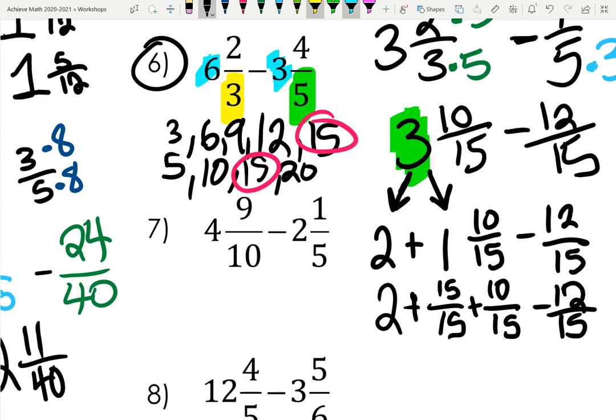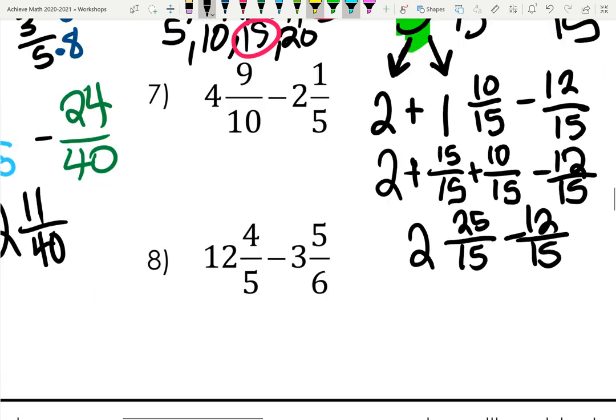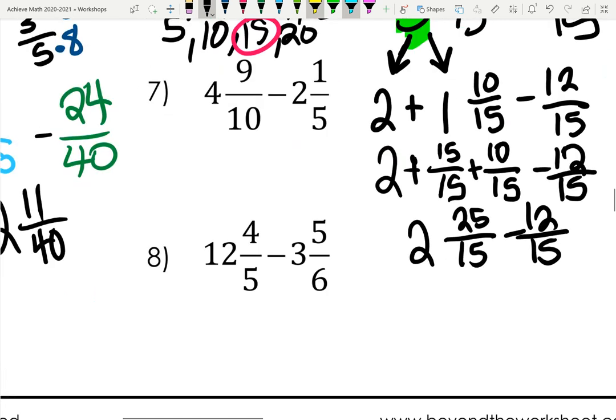Now, this is going to become 2 and 25/15 minus 12/15. And then finally, this becomes 2 and 13/15. Whew! All right.